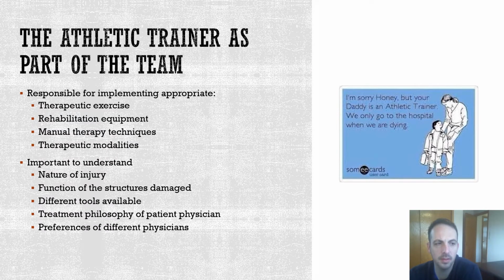Within the team component, the athletic trainer is usually going to be the hands-on person, really implementing a lot of the treatments that we were looking to do to improve overall function. So it's important that we have an understanding as a rehabilitation professional as well as an acute care professional.